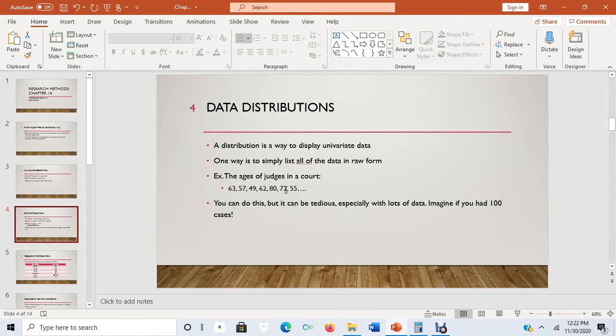And imagine if we have a very large data set, say we had 100 cases, we have the ages of 100 judges. Obviously, it wouldn't be feasible to list every single age. So one way that we might do that is we might list it in what's called a frequency distribution, where we report things in terms of percentages. And so we lose some detail, but it's easier to read and understand.